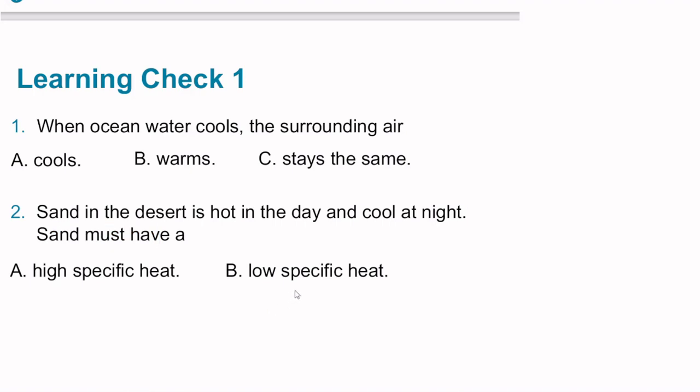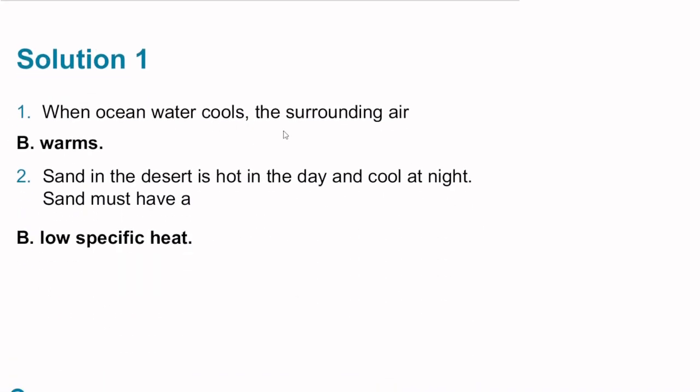Let's check the answers. When ocean water cools, the surrounding air warms. This is because the ocean water releases heat to the air. That's why coastal cities tend to stay warmer. Sand in the desert is hot in the day and cool at night. This is because sand has a low specific heat. It can't hold on to the heat and it cools off very quickly.